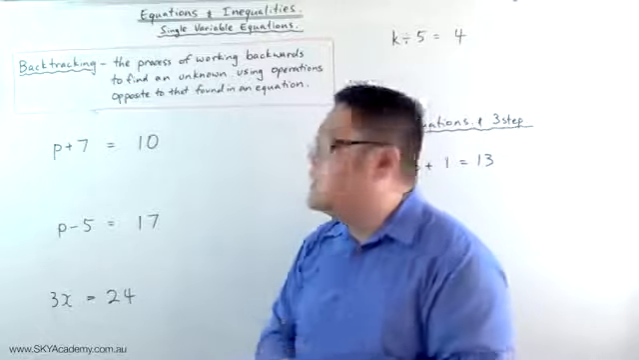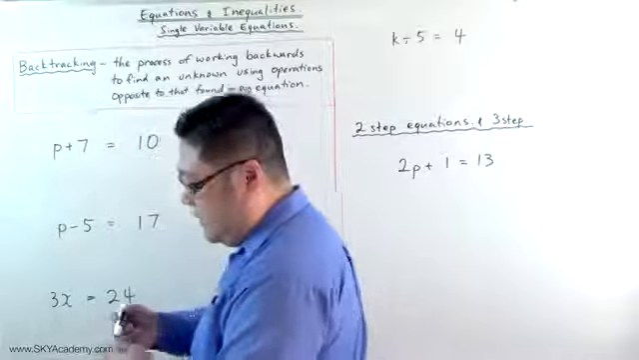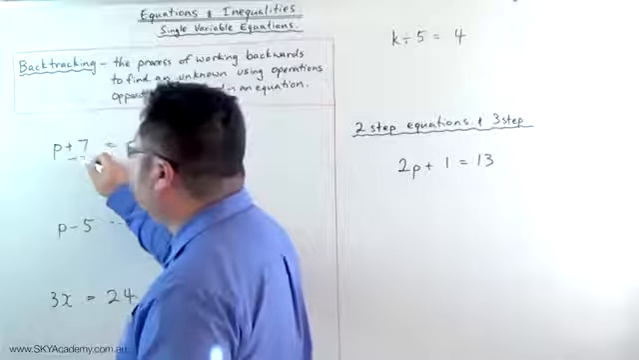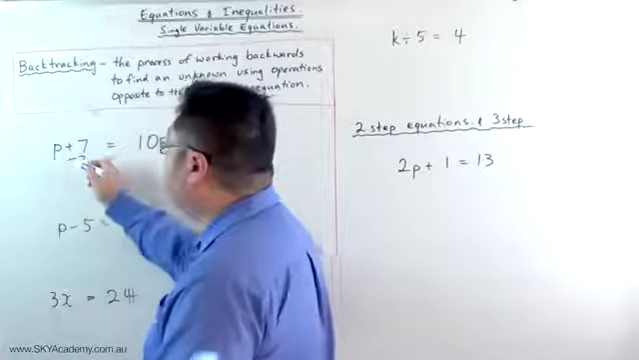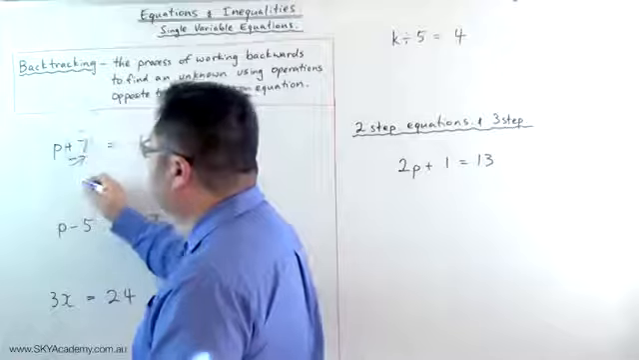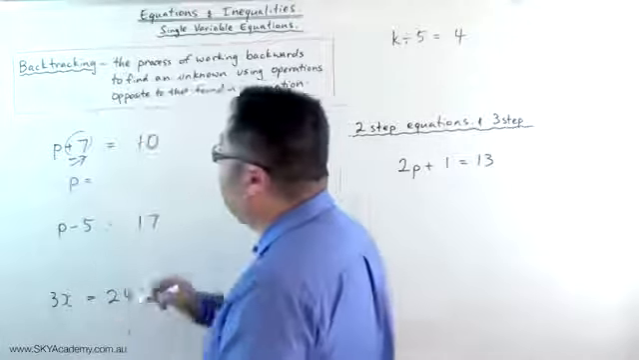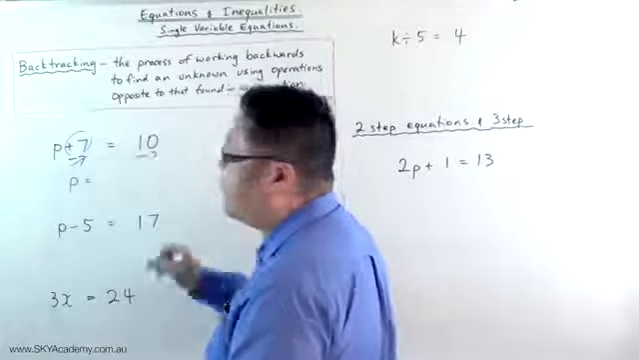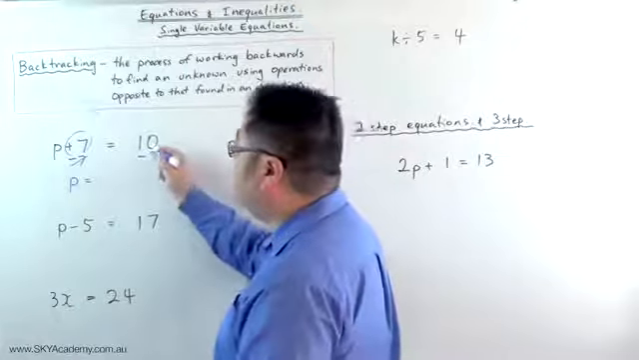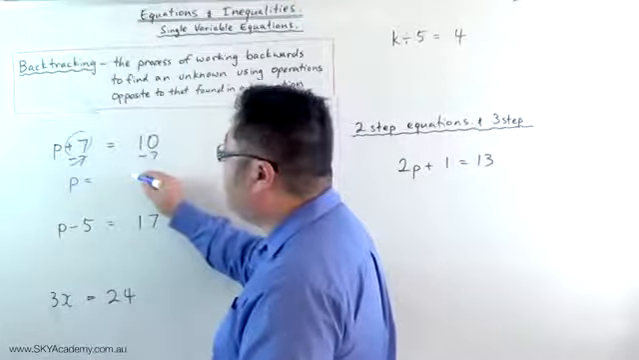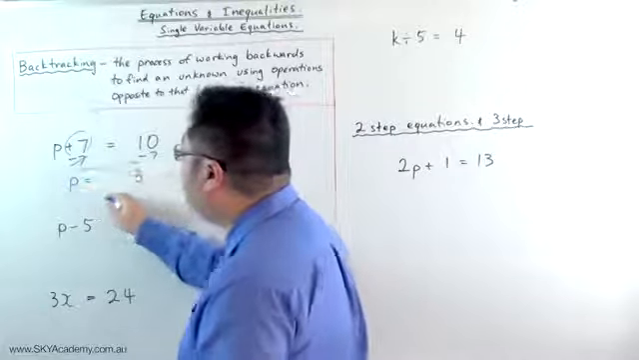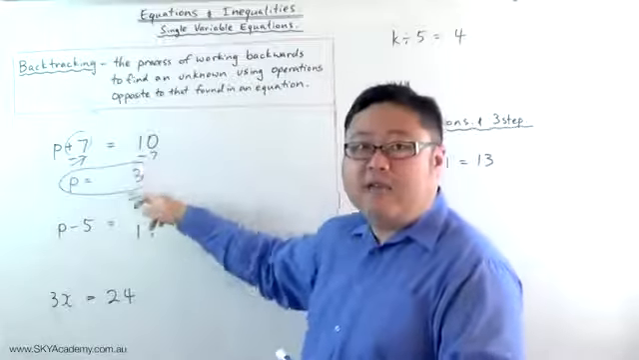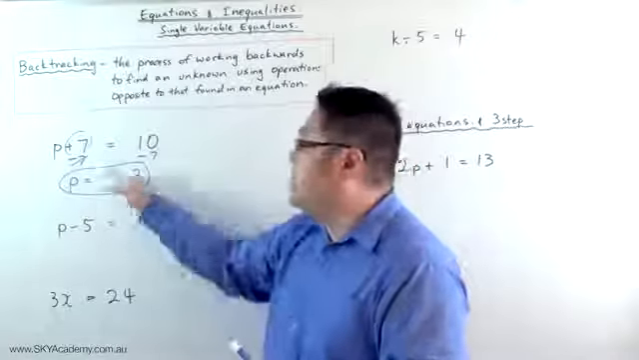Does that make sense? So you undo the plus 7 by, and I'll use a different coloured pen here, minusing 7 from that side. In which case, this cancels with that, so you're left with P on this side. But if you minus 7 from the left-hand side, you've got to minus 7 from the right-hand side. And 10 minus 7 is 3, so you can be confident that in this question, P is equal to 3. Okay, so your unknown P is equal to 3.